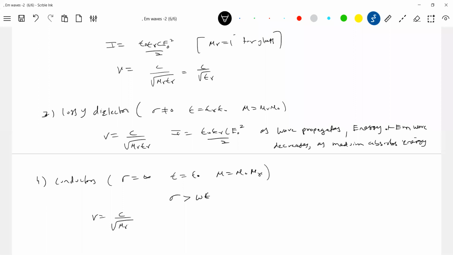Sigma will be very much greater than this quantity. So what will happen to the EM wave? Can it pass through a conducting medium? Next, another condition will come. And what is the mu r for conductors? Very high, no? So what is the speed of the EM wave? It will be very less. So that's why, if you want to block the EM wave, yes, you can take the help of conductors.